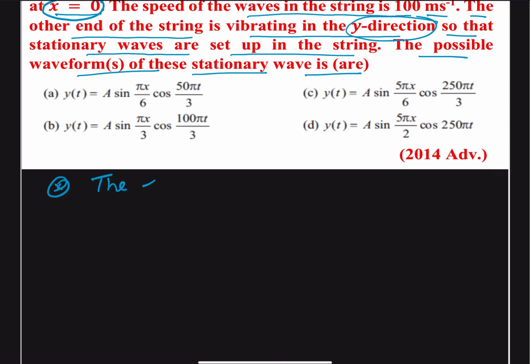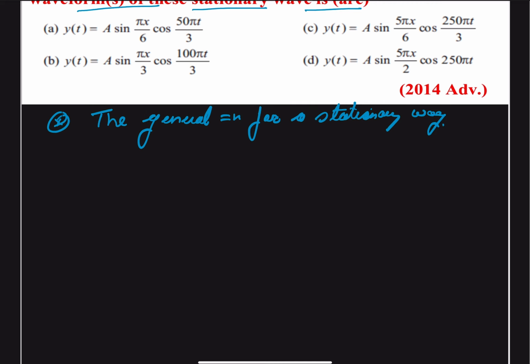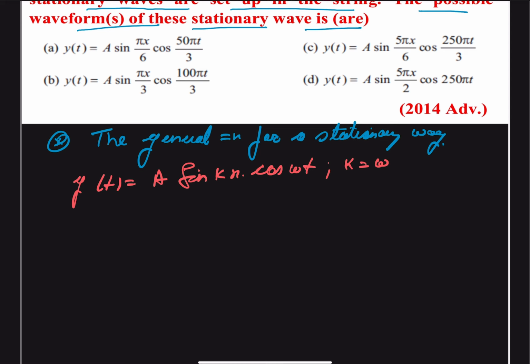The general equation for a stationary wave is given as y of t is equal to a sine kx and cos of omega t, where k is the wave number and omega is the angular frequency.